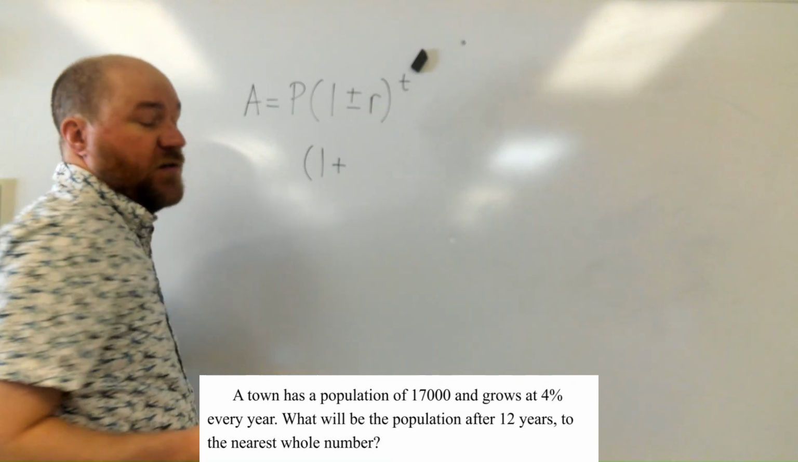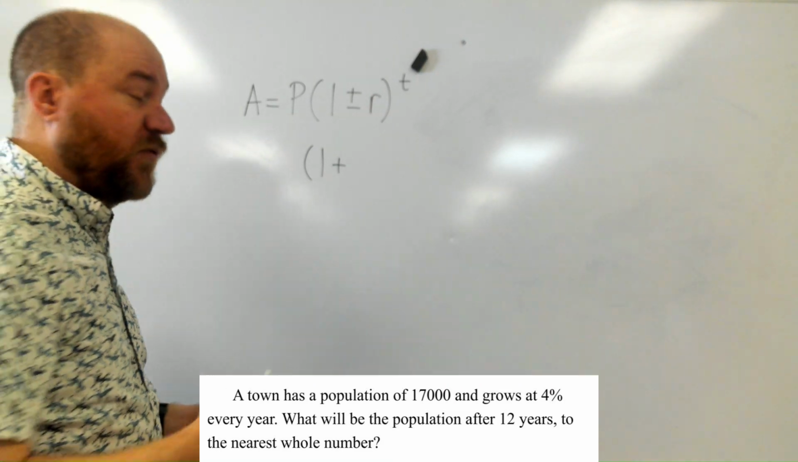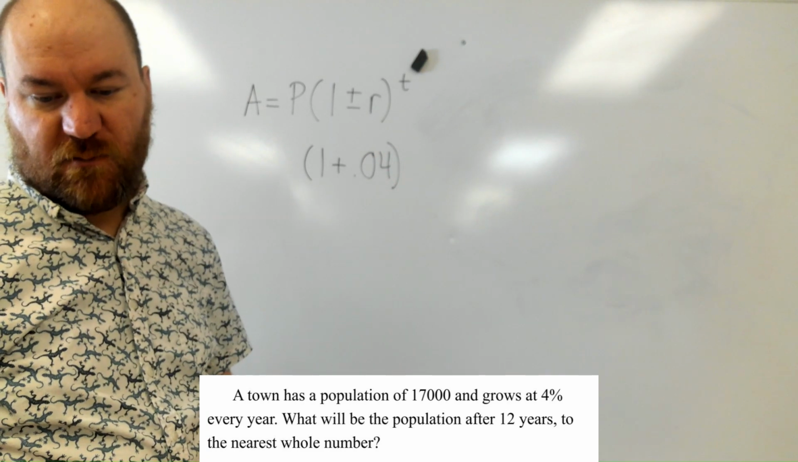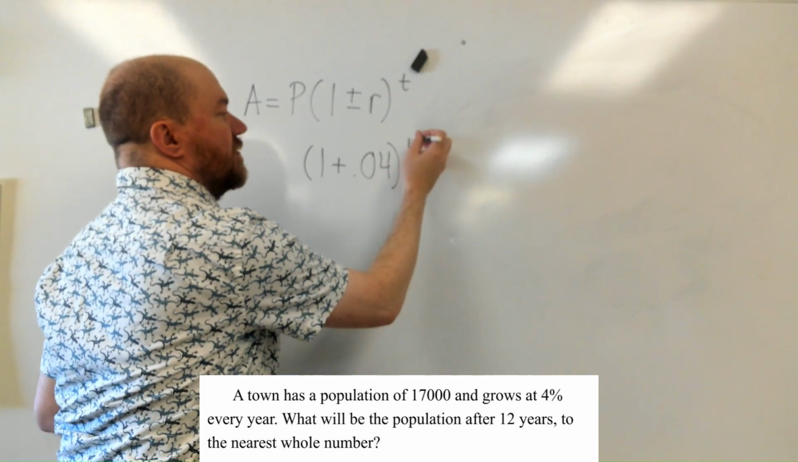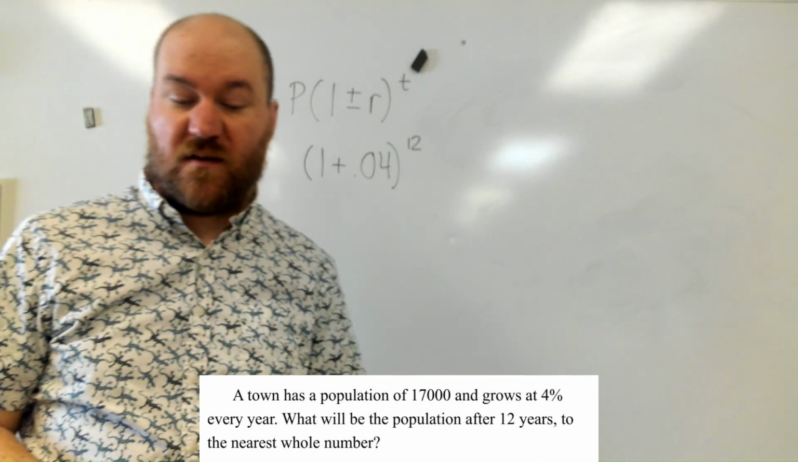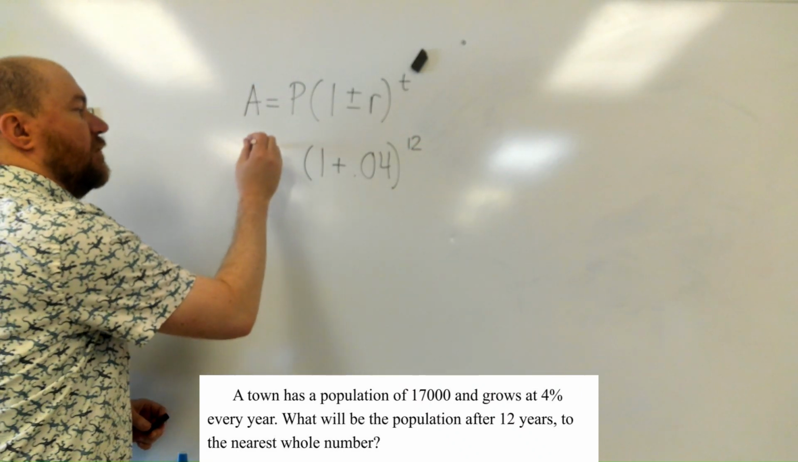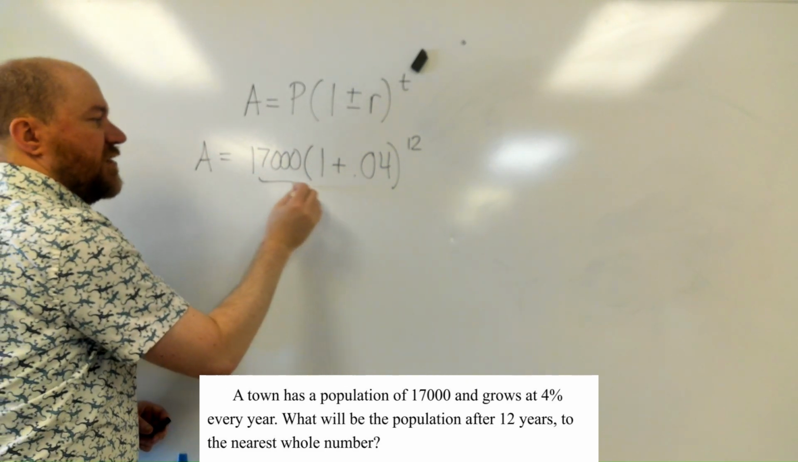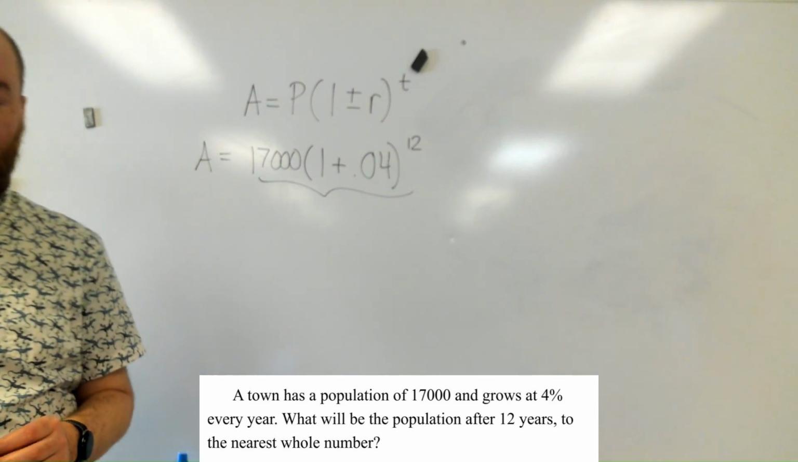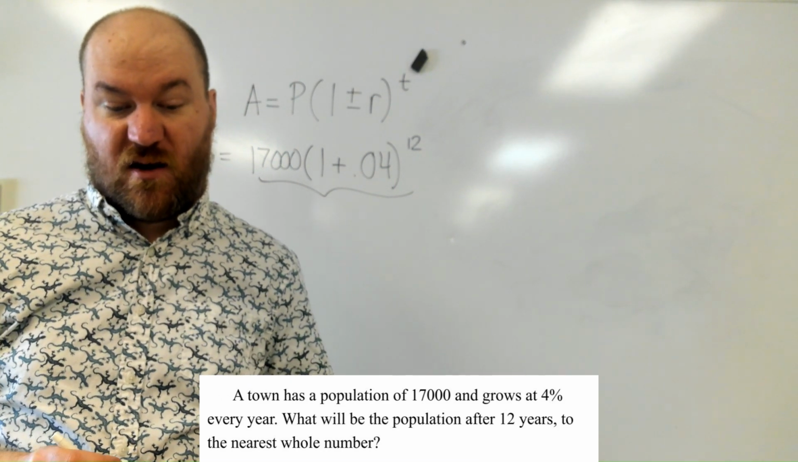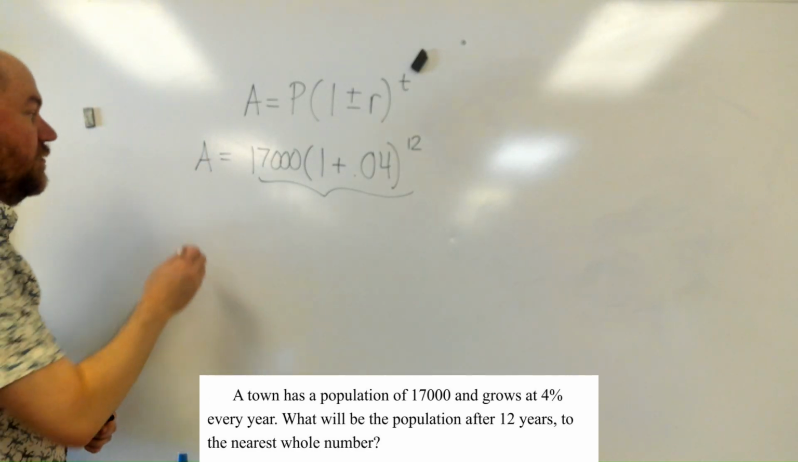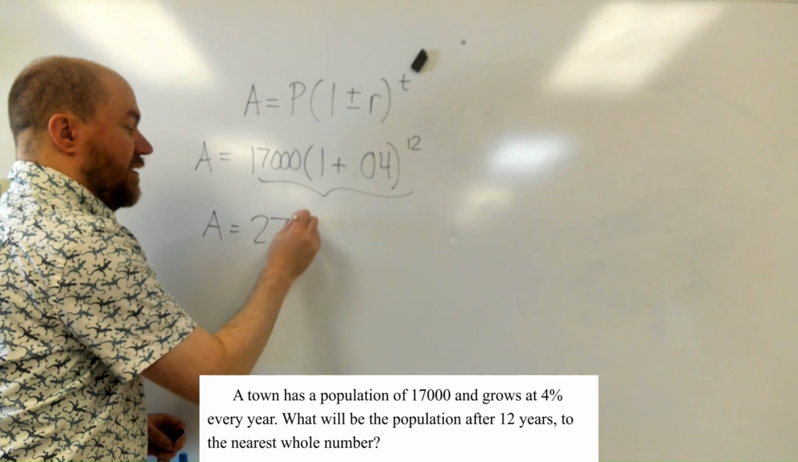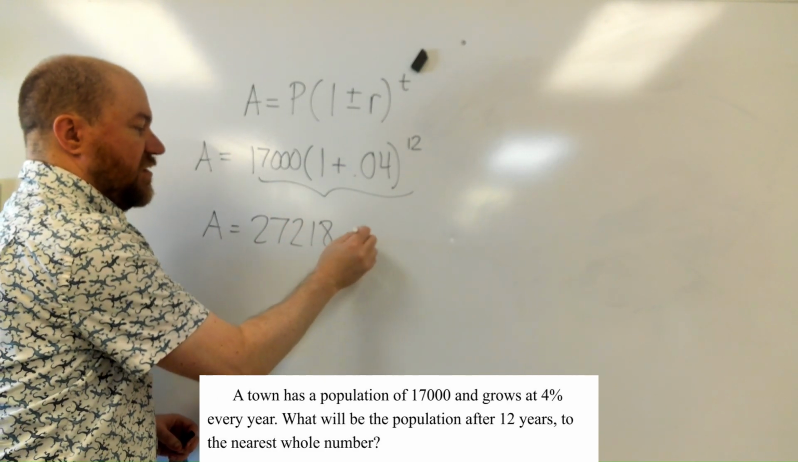The R is the rate that we're growing at. So 4% is 0.04. T is the time, which in this case is 12 years. And P is the principal value, the starting value, which is 17,000. So all we have to do is type all that on our calculator all in one step. And it says round to the nearest whole number. So that works out to 27,218. That's our population.